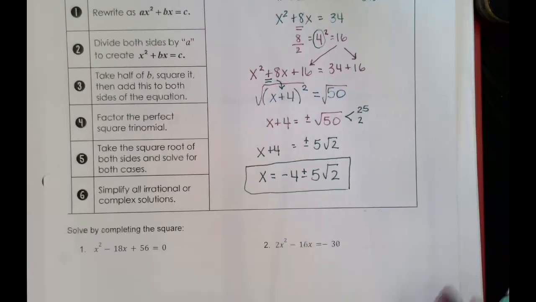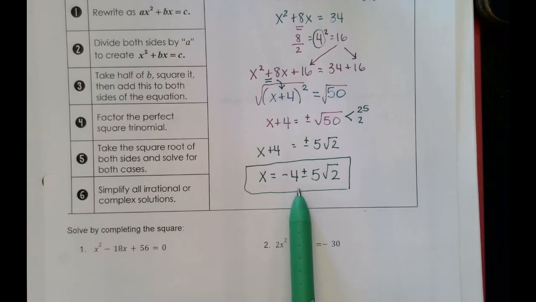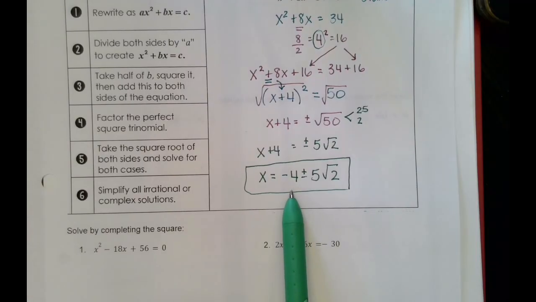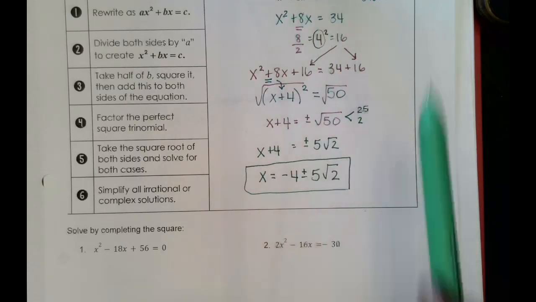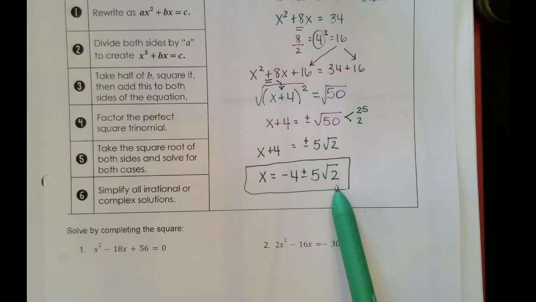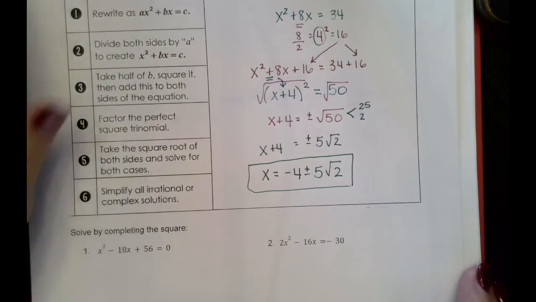Now, if you think about this, we're kind of modeling the method of our quadratic formula. So negative b plus or minus the square root. And if we were to solve this with the quadratic formula, you'd end up with exactly the same answer. Okay? All right, let's do another one.